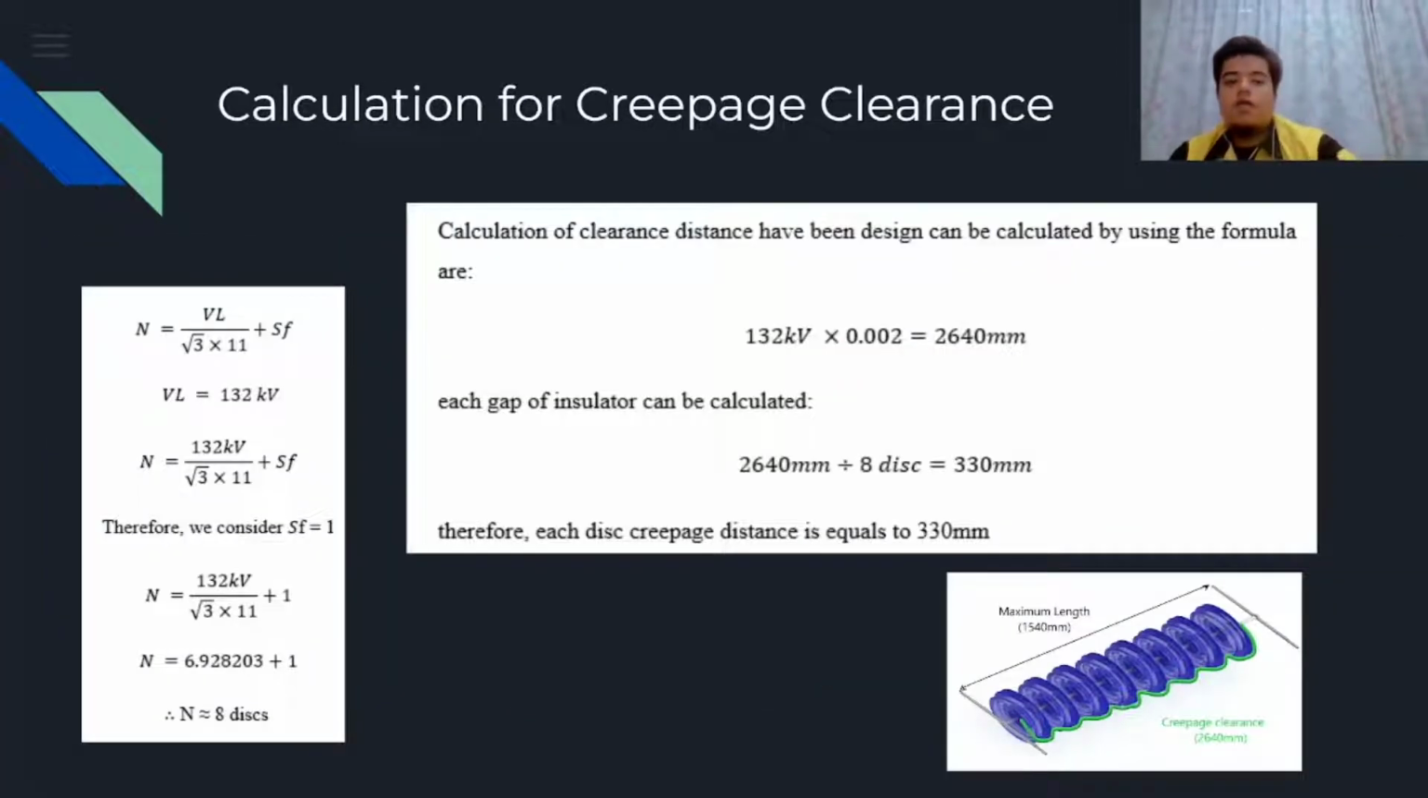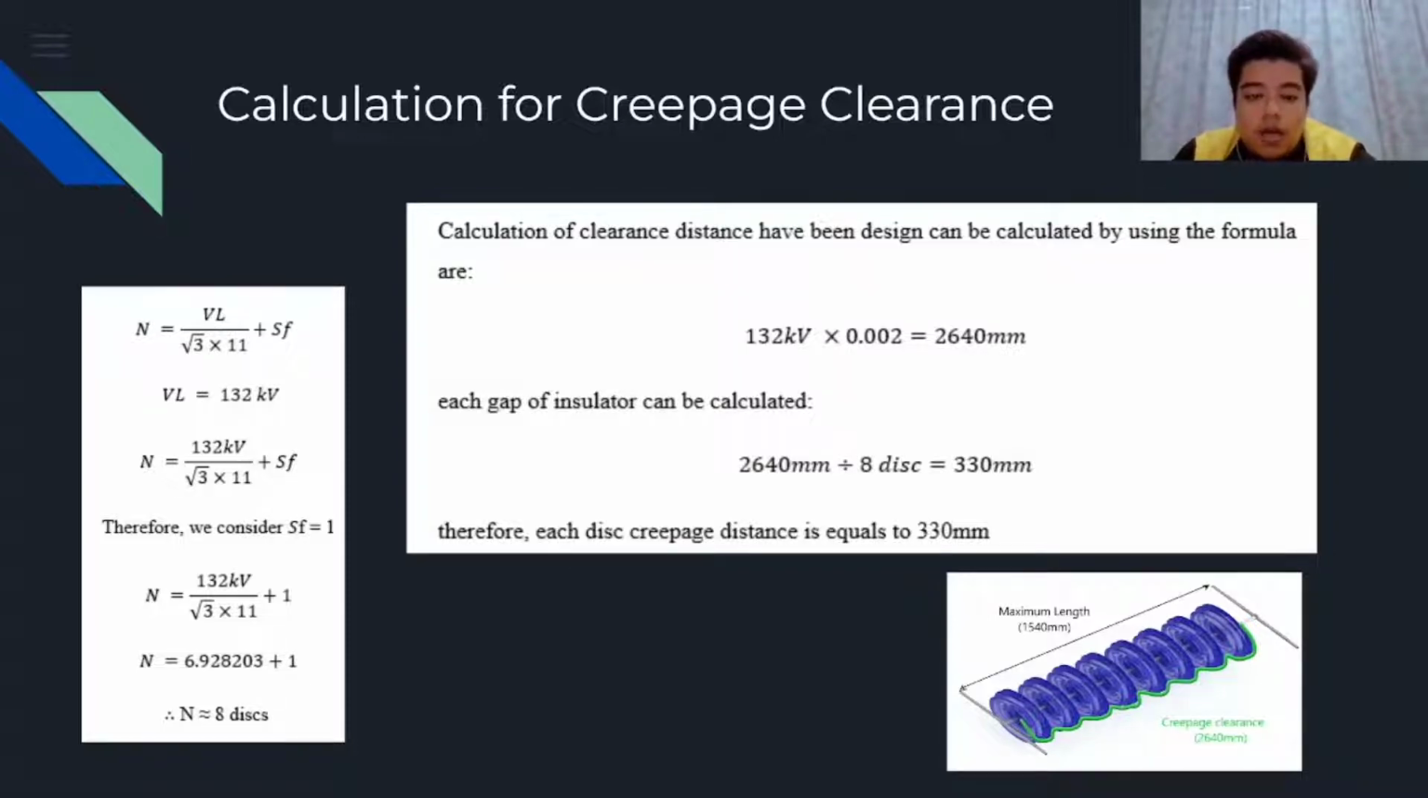Okay, and so to create this glass insulator, we need the calculation of the maximum range and the creepage clearance, by the calculation that we already made. The clearance distance can be calculated using the formula shown in this figure. 132 kV times 0.002, we get the value of the creepage clearance, which is 2640 millimeter.